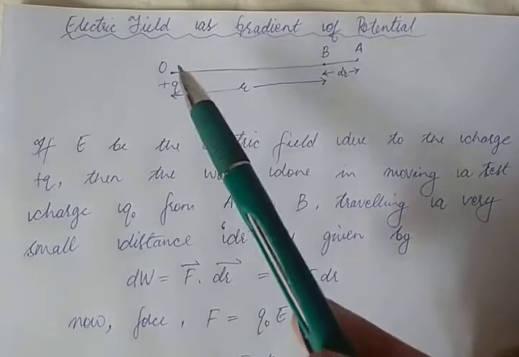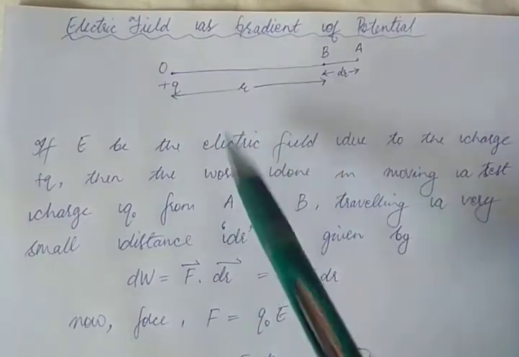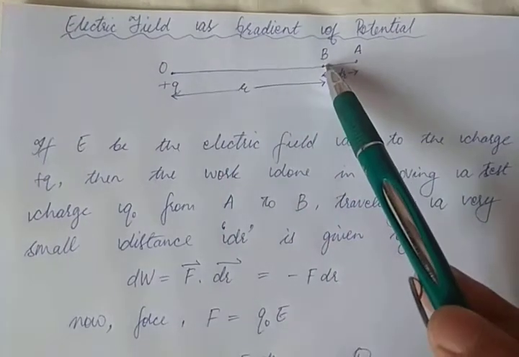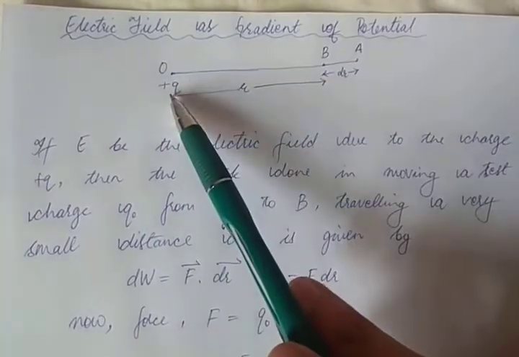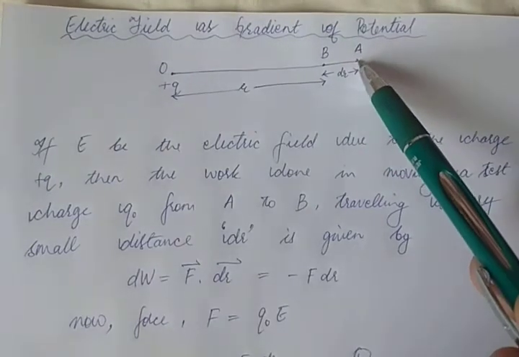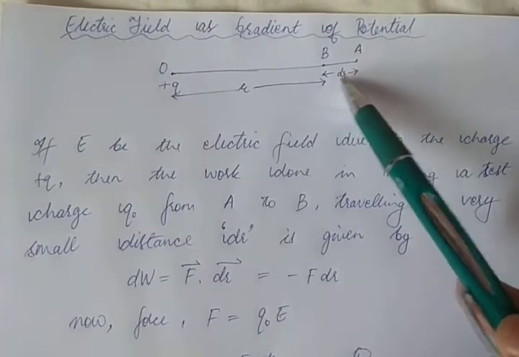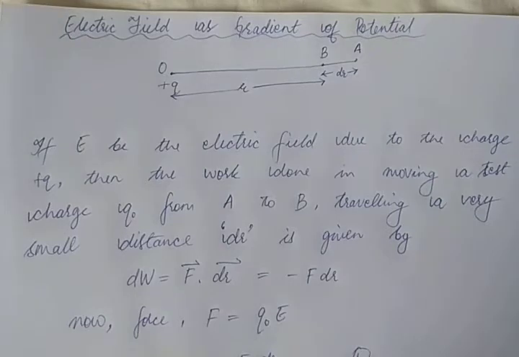What we have here is a charge plus Q, which is placed at point O, and we have point B, which is a distance r away from point O. And we also have point A here, which is a very small distance dr away from point B.